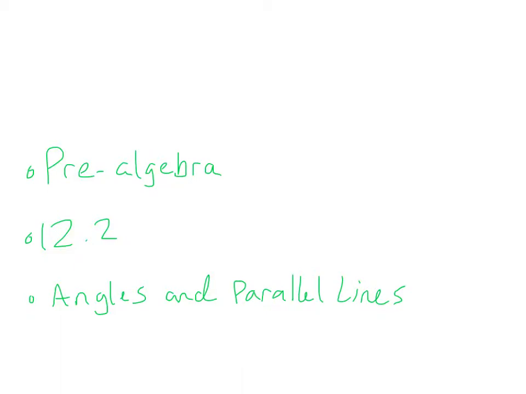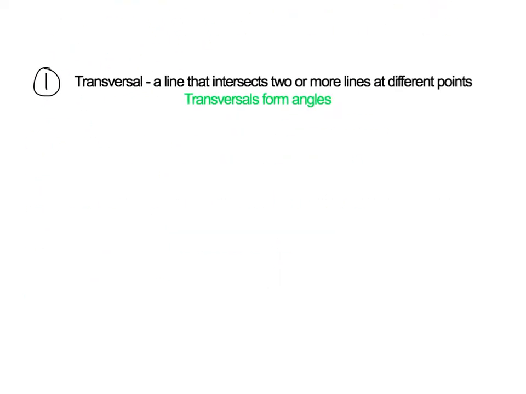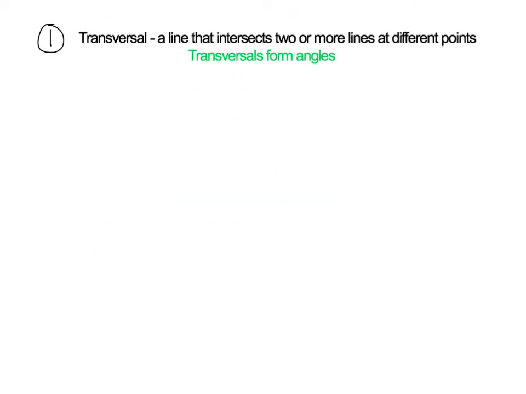Well, hello there, folks. Pre-algebra 12.2, talking about angles and parallel lines today. So the first thing we'll talk about is what's called a transversal. A transversal is a line that intersects two or more lines at different points, okay?